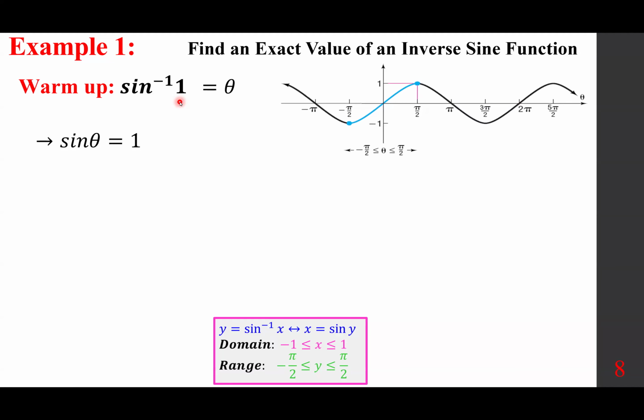And of course, again, just to remind you of the graph, you should know sine theta equals 1 is a common arc. Theta is pi over 2 or 90 degrees. And that's it. Because of the restriction that we put on the sine, this portion of it is of interest to us.